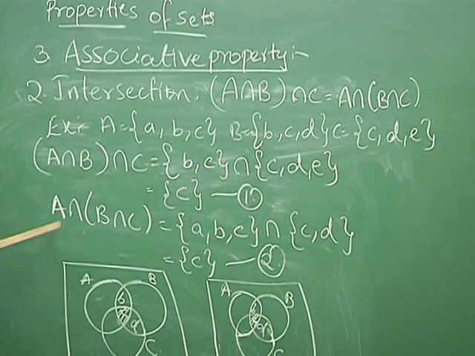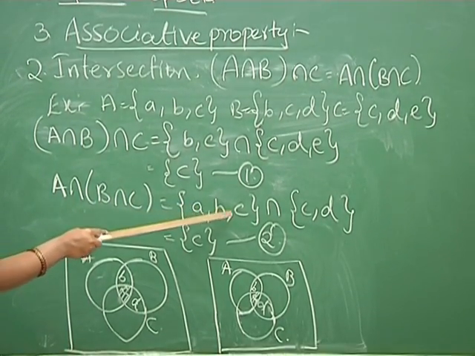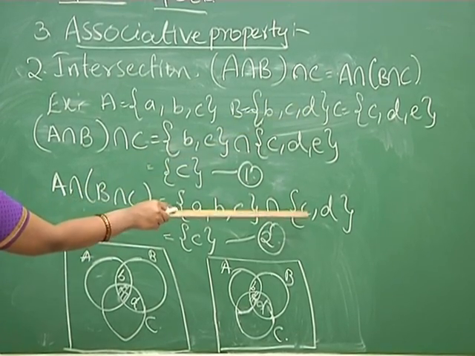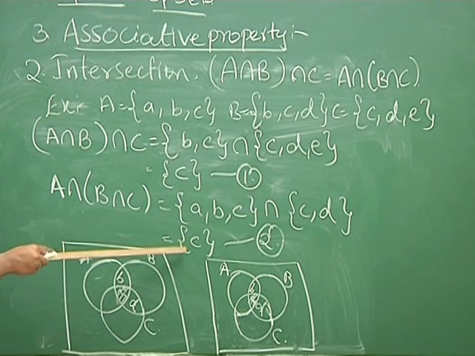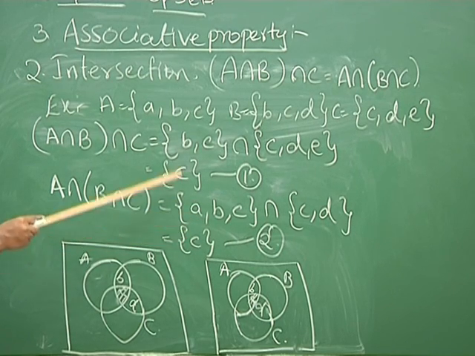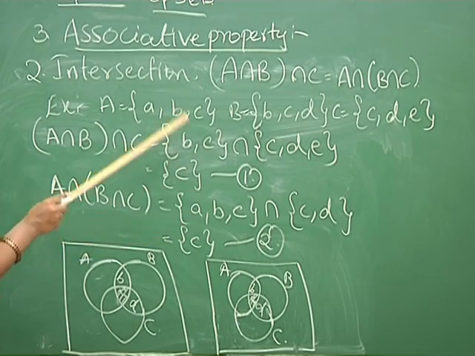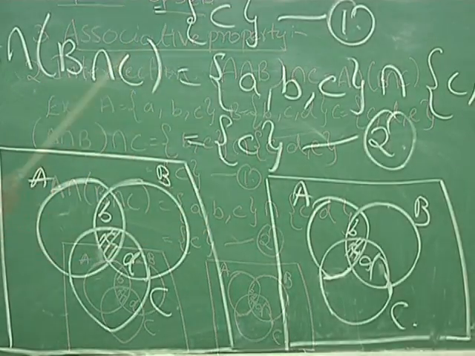Now take A intersection B intersection C. A set is {A, B, C}, intersection. In B and C, C comma D are common. Now in these two, C is the common element. Let it be equation 2. When we compare both, the equations have the same set element C. Therefore, the associative property of intersection is verified.